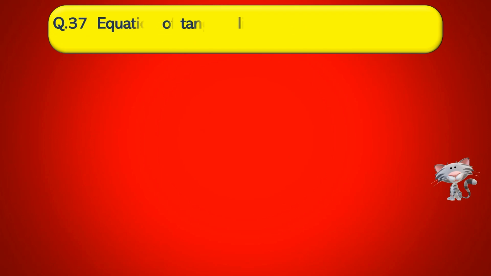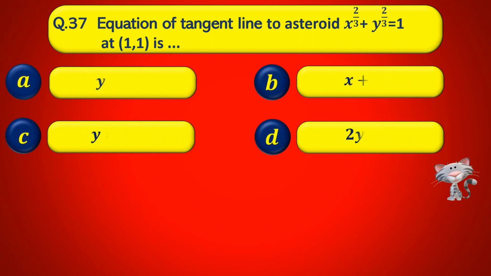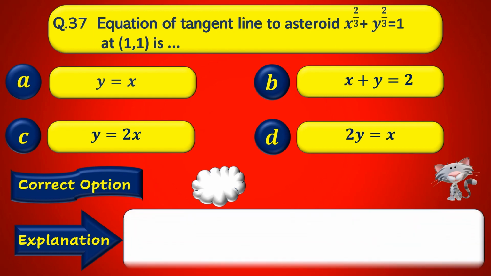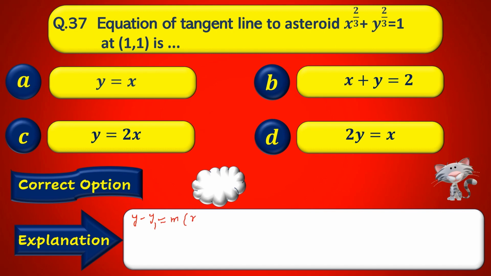Question number 37. Equation of tangent line to the astroid at point (1, 1) is, the options are, let's find out which one is the correct option. We know that equation of tangent line at point (x1, y1) having slope m is y minus y1 is equal to m into (x minus x1). We have the point (x1, y1) as (1, 1). We only need the slope of the line.